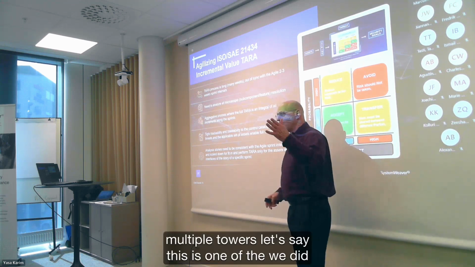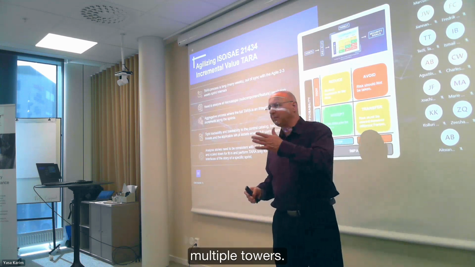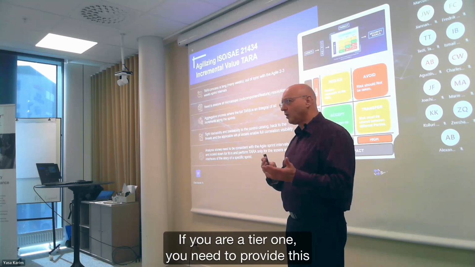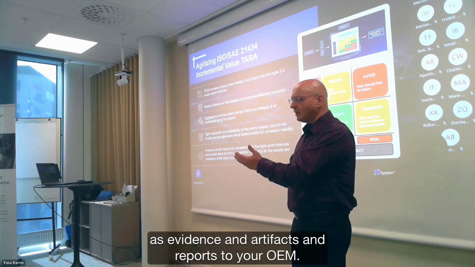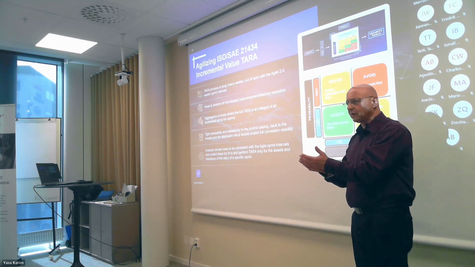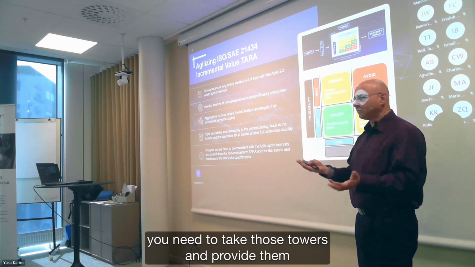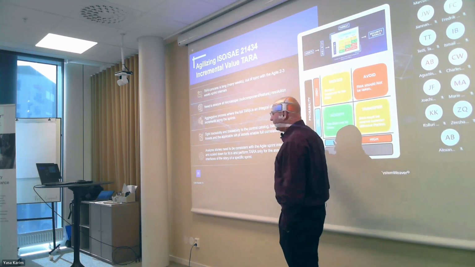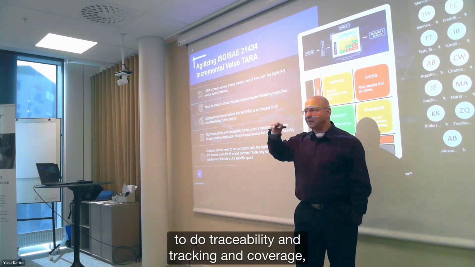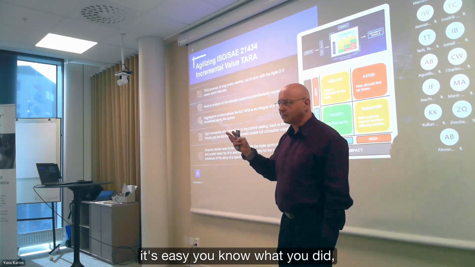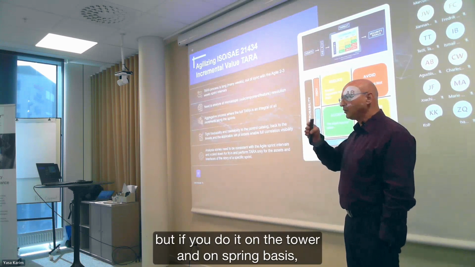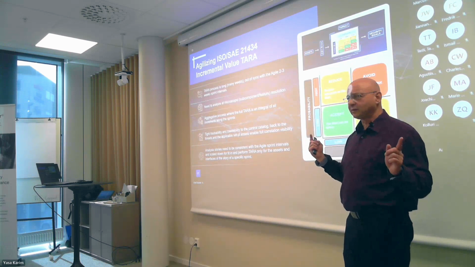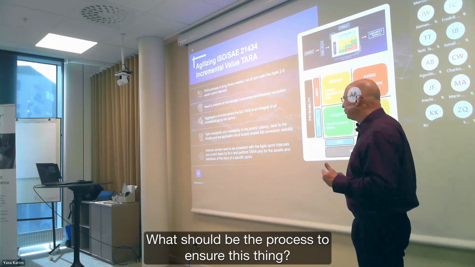Let's say you did multiple TARAs. Let's say this is one of the ways. Did multiple TARAs. You need to aggregate them into a full TARA. If you're a tier 1, you need to provide this as evidence and artifacts and reports to your OEM. If you're an OEM, you need to take those TARAs and provide them to your auditor. How do you do it? If you do one TARA to do traceability and tracking and coverage, it's easy. You know what you did. But if you do it on the TARA and on sprint basis, how do you make sure that you covered everything? What should be the process to ensure this thing?